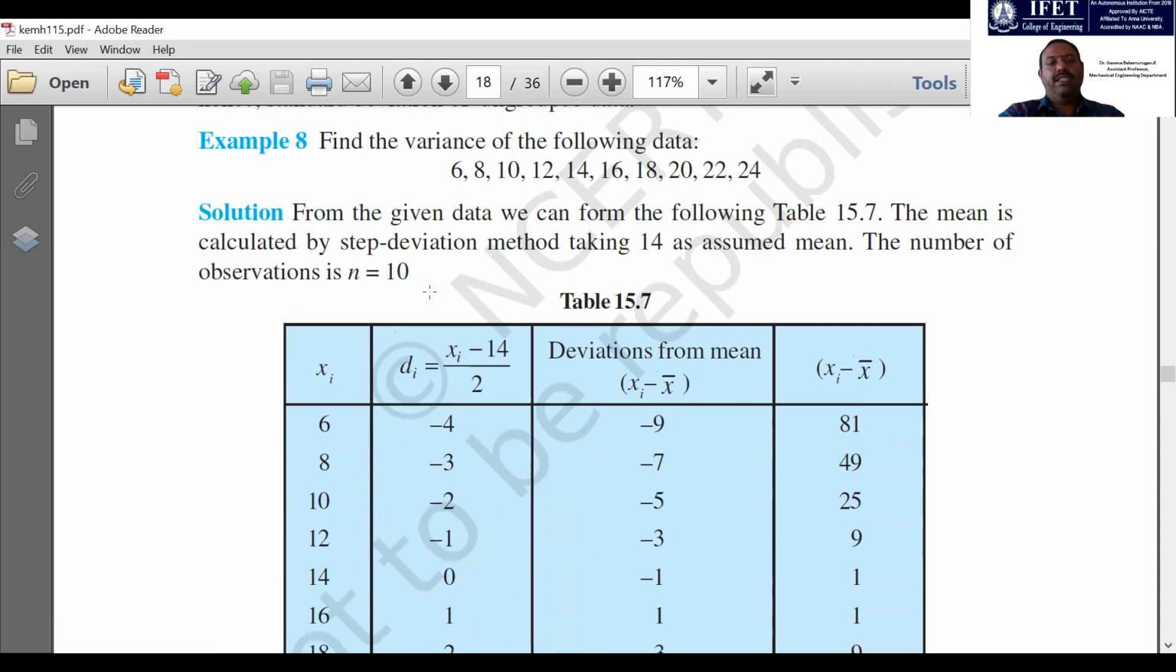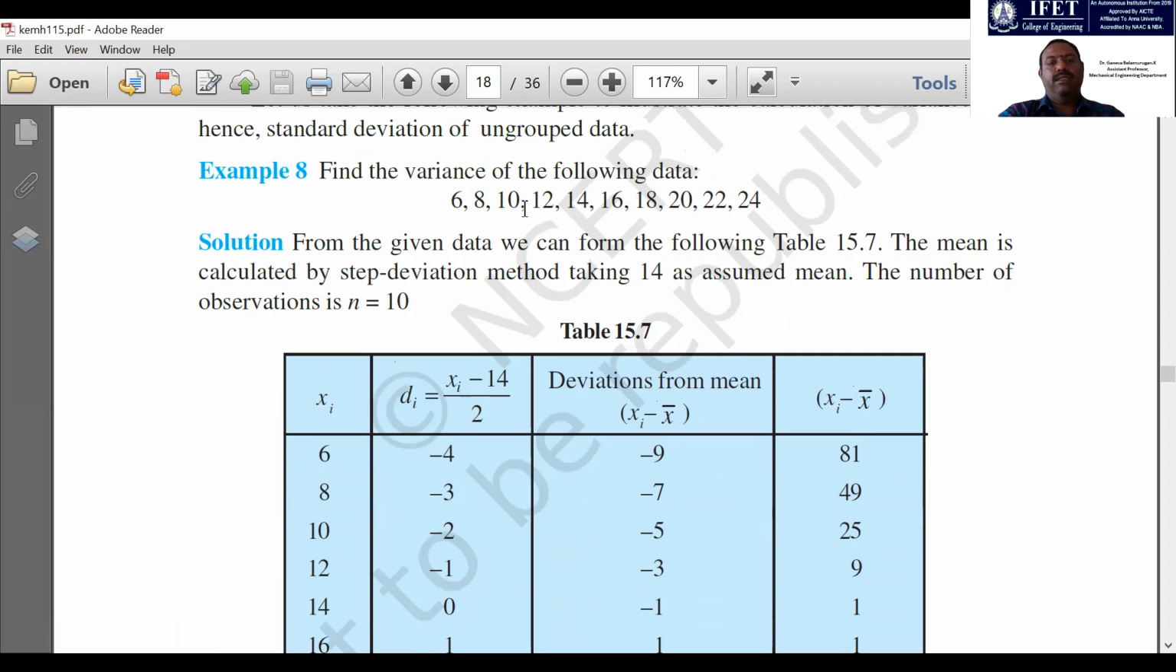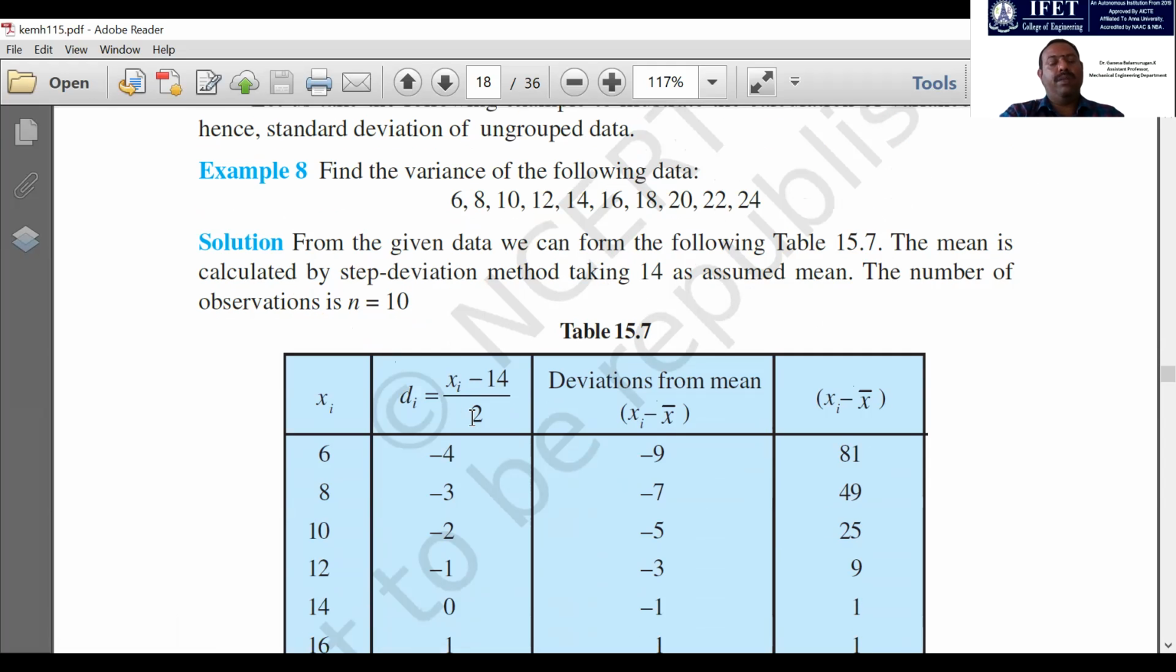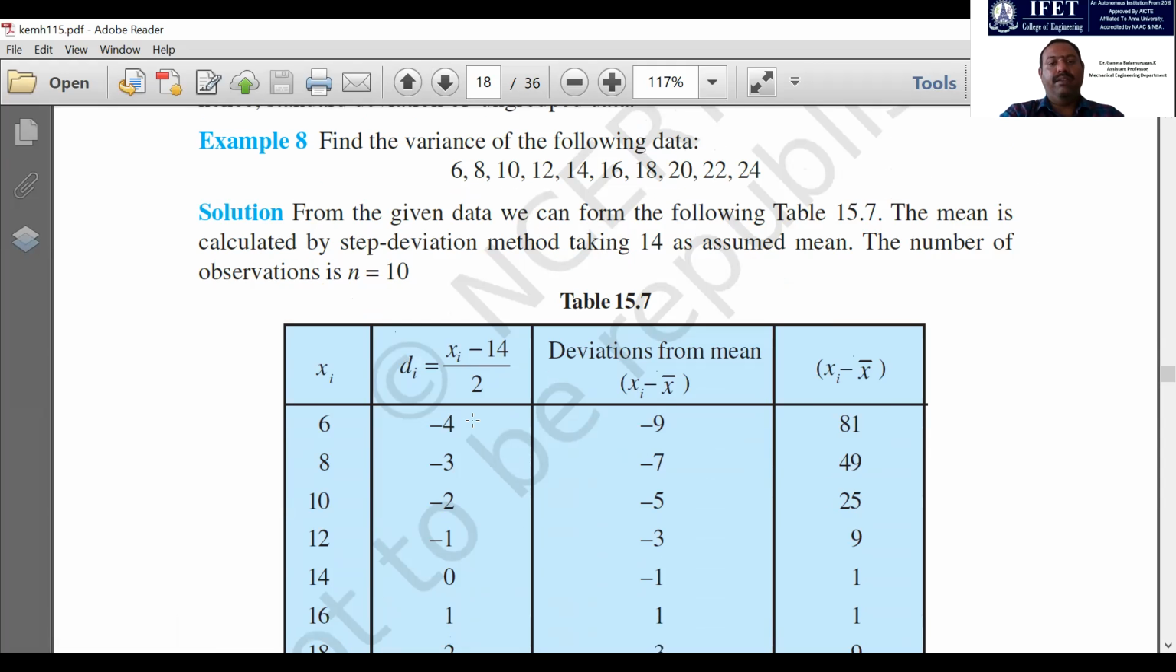So for example, take 6, 8, 10, 12, 14, 16, 18, 20, 22, and 24. How many numbers are there? 1, 2, 3, 4, 5, 6, 7, 8, 9, 10 observations. These are 10 observations from a particular instrument, and you have to find out the mean. The mean is 14, the central value. Otherwise you can calculate the mean value.